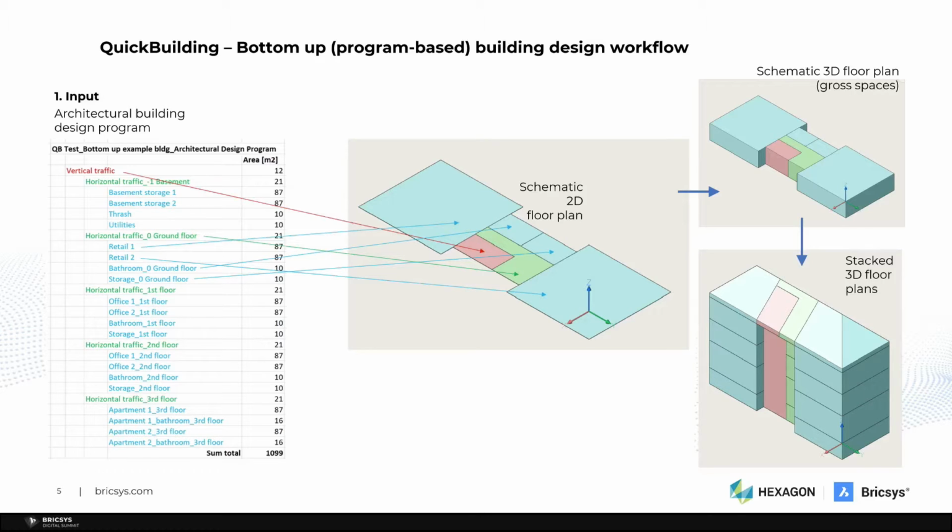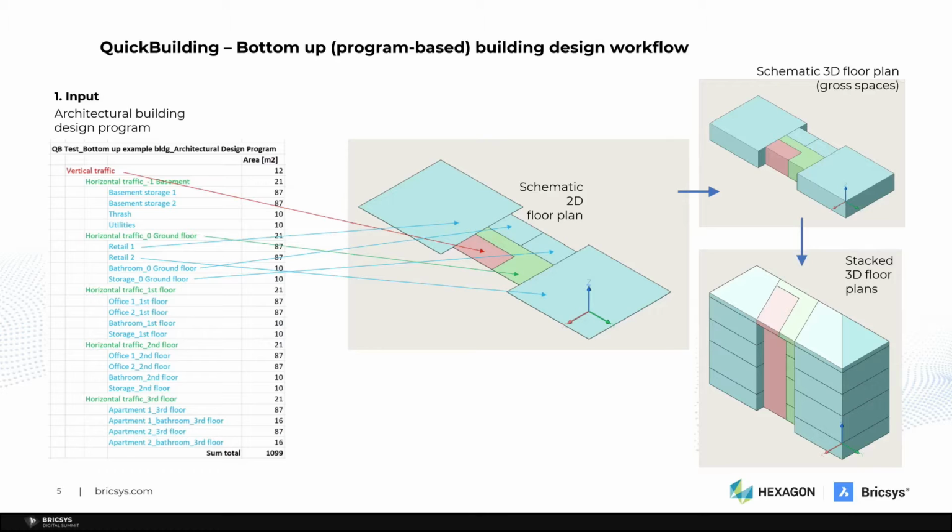So it's rather easy to just extrude them to the story height, and then you have the arrangement of the spaces within the story of the building. Then you can go forward and stack the stories one on top of the other to get the final input solid that represents the gross spaces of the building.